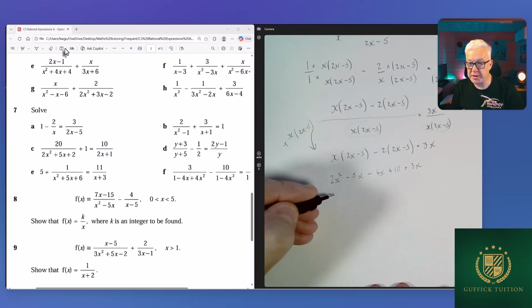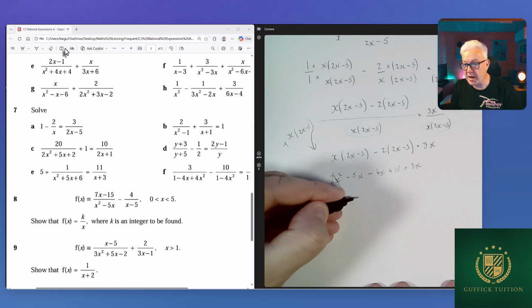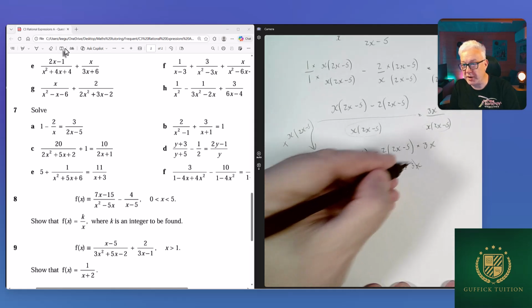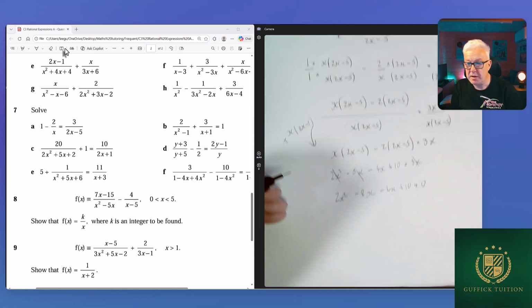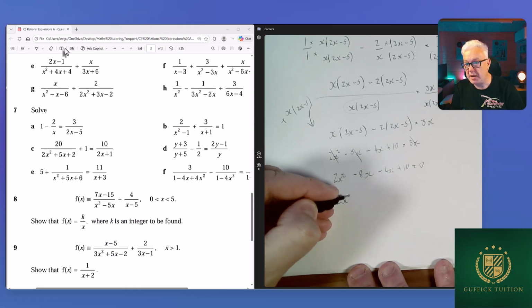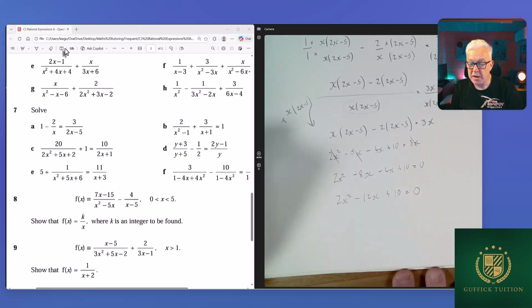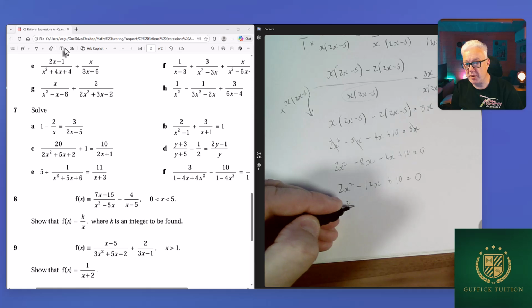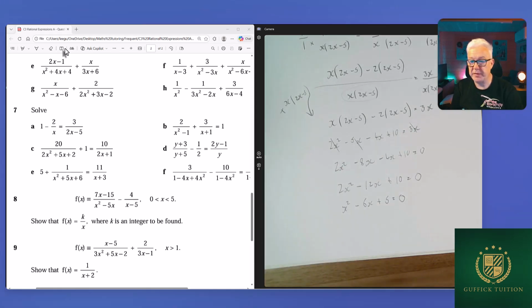Let's get the whole thing over one side. So that is 2x squared minus 5x minus 3x is going to be minus 8x, minus another 4x, so minus 8x minus 4x plus 10 equals 0. So let's say that's going to be 2x squared minus 12x plus 10 equals 0. This is nice because we could divide everything by 2 here to give us x squared minus 6x plus 5 equals 0.